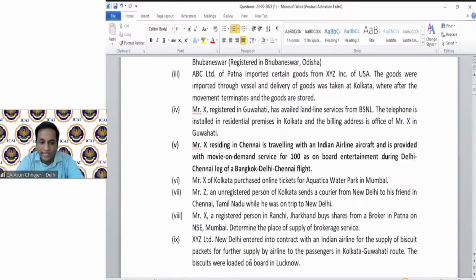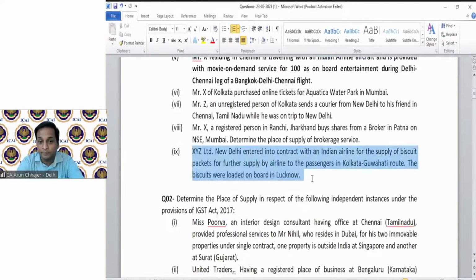Next question is XYZ. Now we will move to another problem, number 2. Last part of this problem. XYZ Limited, New Delhi, entered into the contract with an Indian Airlines for the supply of the biscuit packets for further supply by airline to the passengers on the Kolkata Guwahati route, where the biscuits were loaded on board in Lucknow.